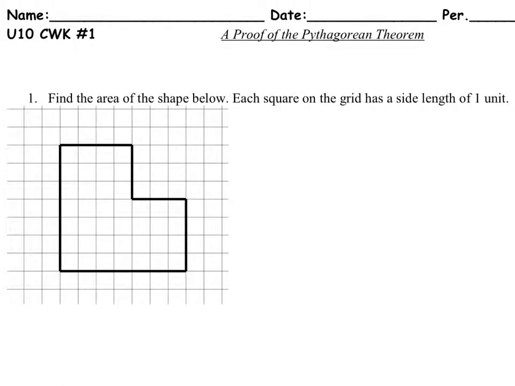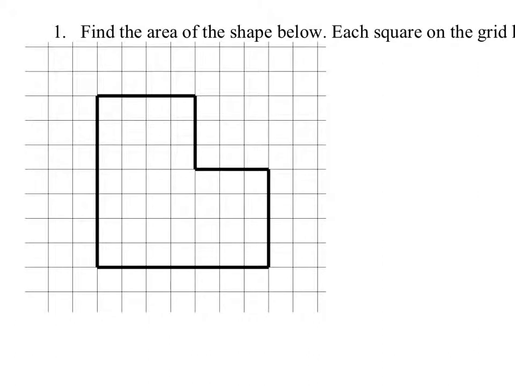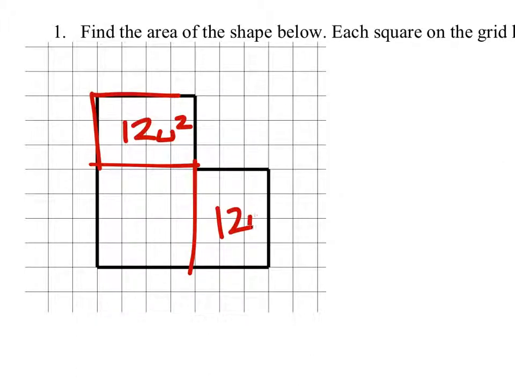Area of the shape below. Each square on the grid has a side length of 1 unit. So what this means is we could break this up into smaller rectangles like these. This one's a 3 by 4 rectangle, so it has an area of 12 square units. Same with this one, so this one's 12 square units. This one's a 4 by 4, so it's 16 square units.